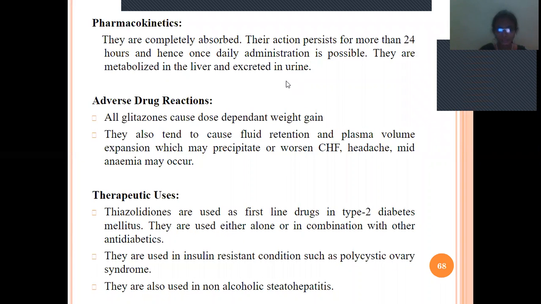Pharmacokinetics: the oral route of administration, metabolized in the liver and excreted through the urine. Adverse drug reactions are weight gain and heart problems, headache, anemic conditions, fluid retention and plasma volume expansion. Therapeutic uses: it is used in the treatment of type 2 diabetes, and it may be used alone or in combination with other diabetic drugs. Its main function is to reduce the high blood sugar levels in the body.